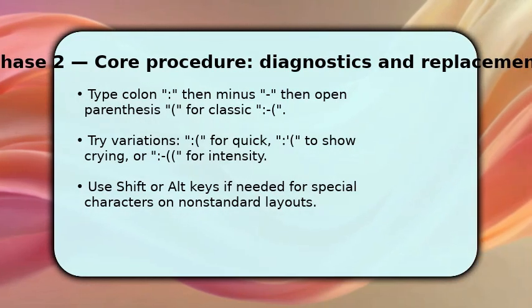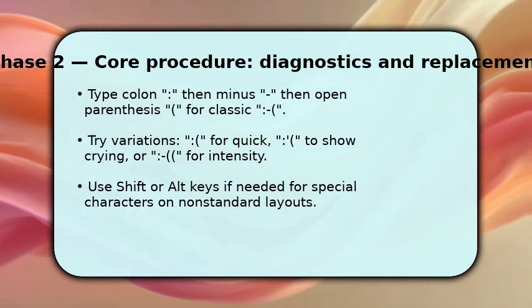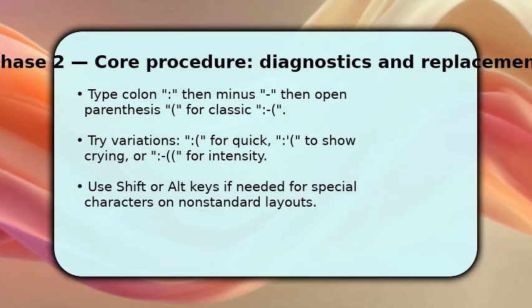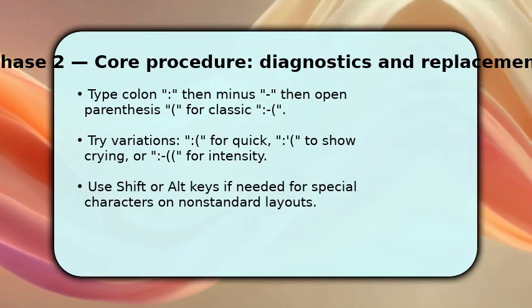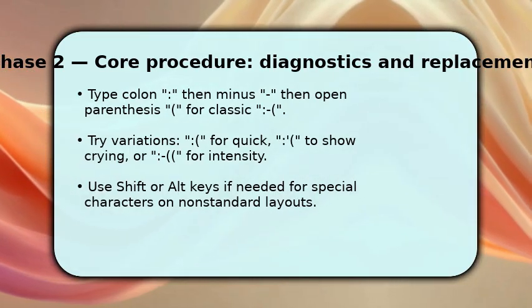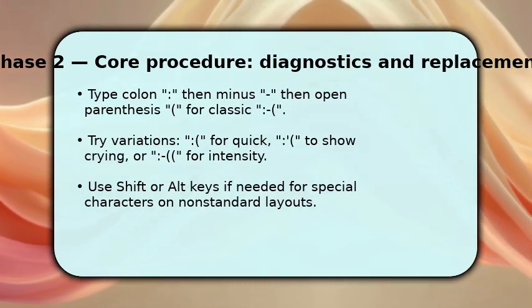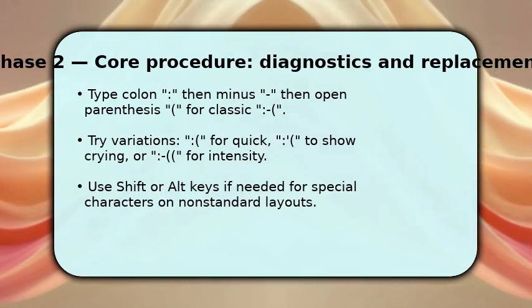Next, you build the emoticon step by step. Press colon, then minus, then open parenthesis to create it. That ordering reads as eyes, nose, and mouth. Once you understand that sequence, try shorter, for speed, or add an apostrophe to signal crying. If your keyboard layout hides a character, use Shift or Alt combinations or the character map. This helps you adapt across devices. Practice the rhythm so your fingers land without looking.